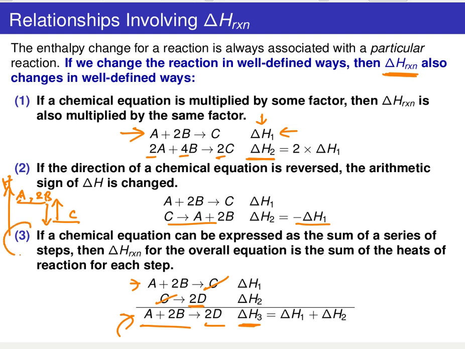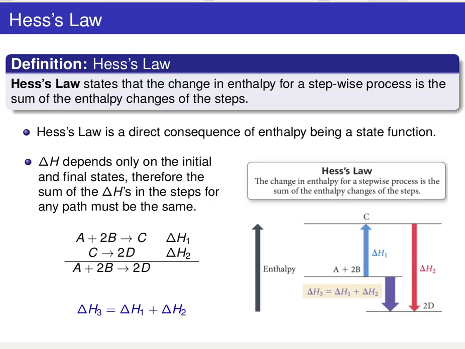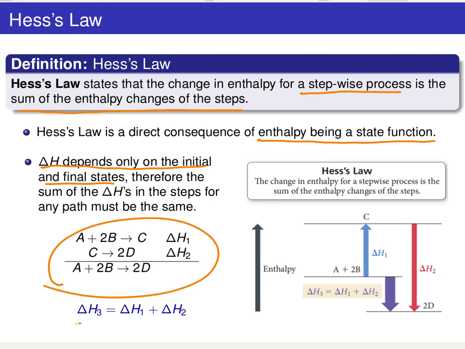So it's really this third step that lays the foundation for what we call Hess's law. Basically, Hess's law states that the change in enthalpy for any stepwise process is going to be the sum of the enthalpies for each of those steps. And again, this is a direct consequence of enthalpy being a state function. It's only depending on the initial and final states, so we just add them all together and we're home free.